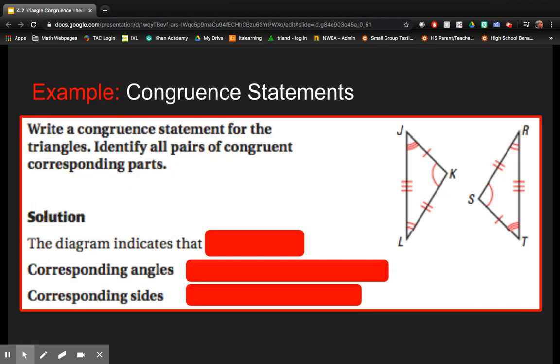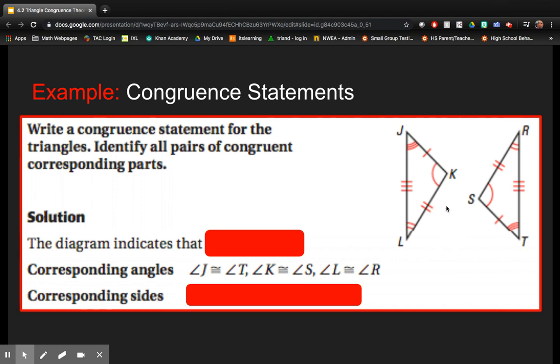So let's look at the triangles to the right and identify the corresponding angles, the corresponding sides, and then let's write a congruent statement. I'm going to do this in a little bit different order than you're seeing here. Corresponding angles would be angle K congruent to angle S, angle L congruent to angle R, and angle J congruent to angle T.